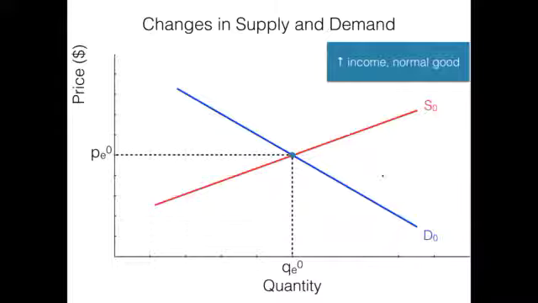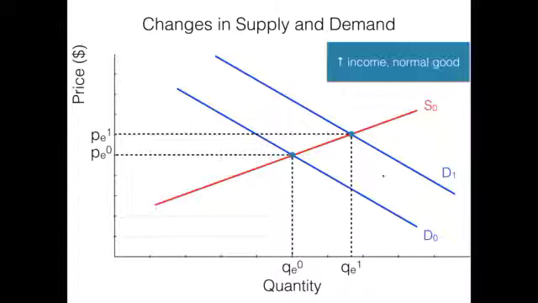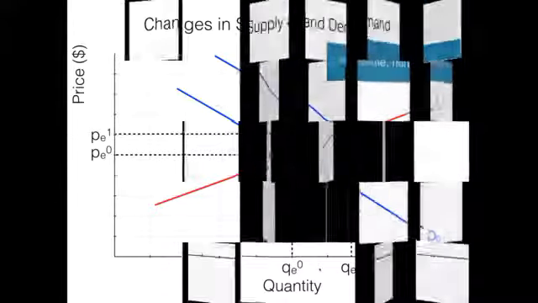So if we have an increase in income for a normal good, what we see is that there's going to be an increase in demand, because by definition, a normal good is something that if income increases, the demand increases for that particular product. So because of this increase in income for a normal good, we should predict that the equilibrium price will increase, and the equilibrium quantity will increase.